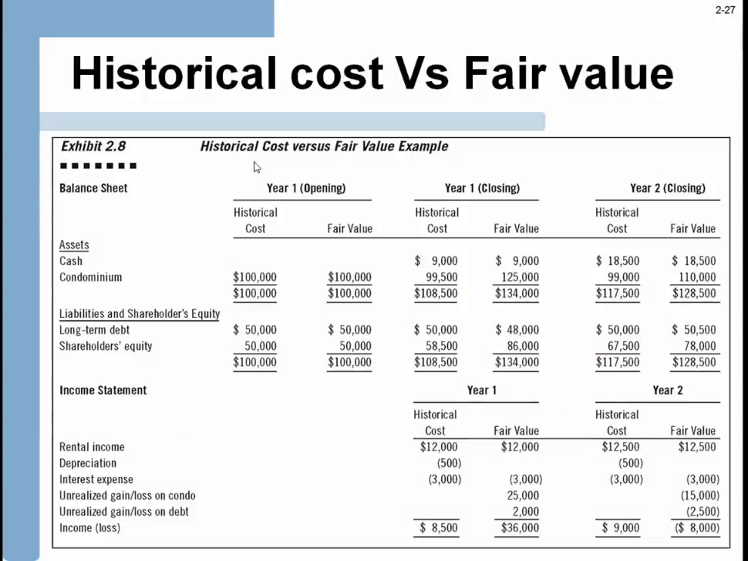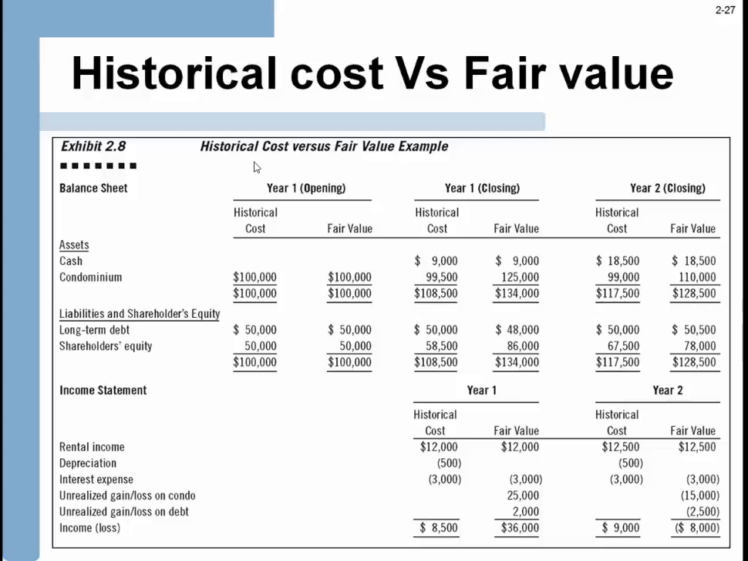Let's look first at this condominium in the assets. The historical cost is $100,000. After the first year, at closing, it went down to $99,500, and in the next year, it went down to $99,000. But on a fair value basis, it went from 100 to 125 to 110. So there's fluctuation in the fair value of the condominium. The same thing if you look at the debt, it moves all over the board based off of what happened. And the same thing for rental income on the bottom.